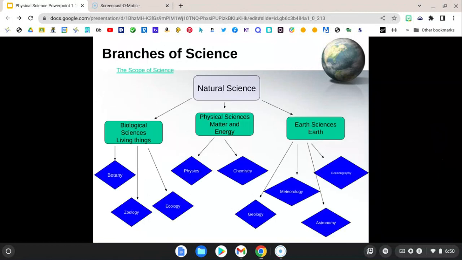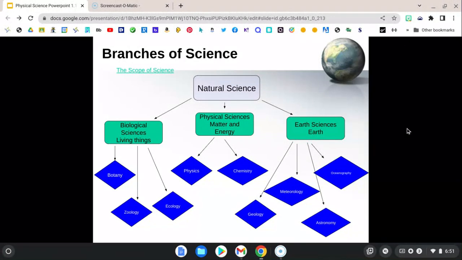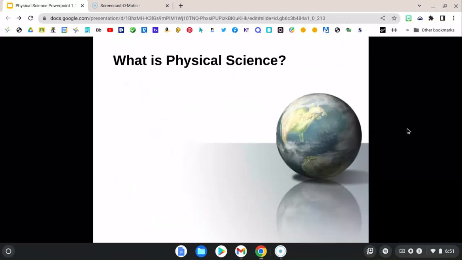So some of the branches of science in the natural science world, we have our biological sciences, such as living things like botany, which is the study of plants, zoology, the study of animals, and ecology, the study of the environment. Physical sciences include matter and energy. We have physics and chemistry. That will be our focus this year in this course. And then finally, earth sciences study Earth. So geology, the study of the rocks, meteorology, the study of the atmosphere, oceanography, the study of the oceans, and astronomy, Earth's neighbors in space.